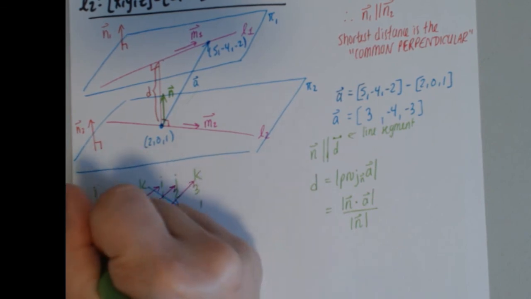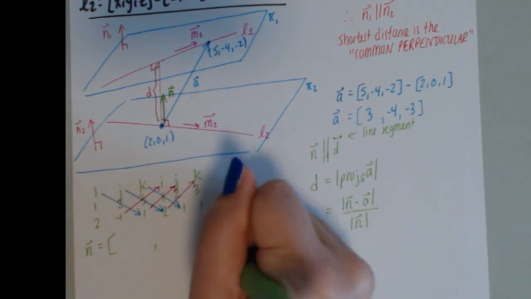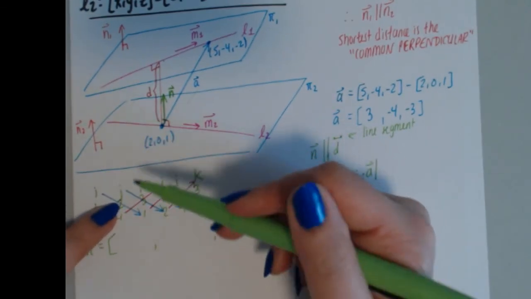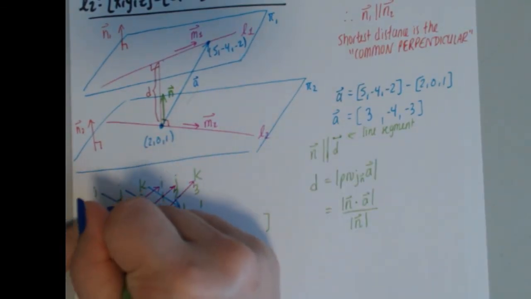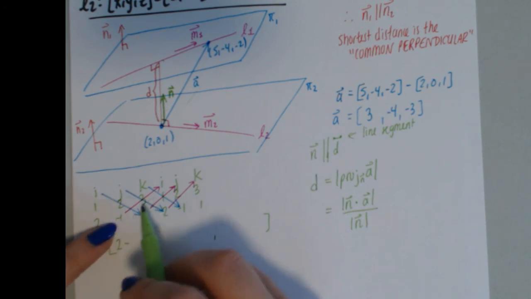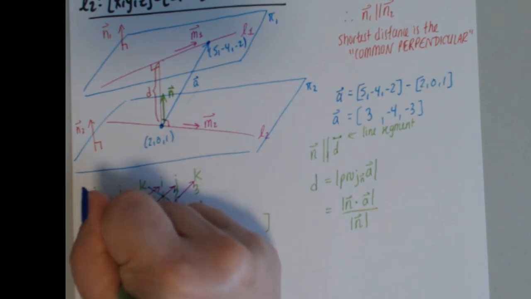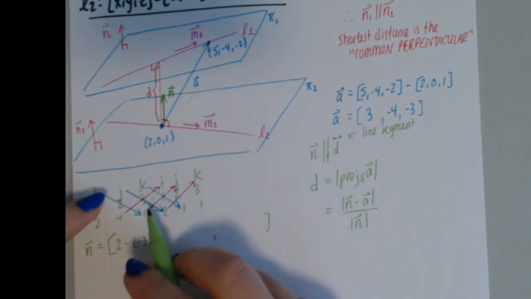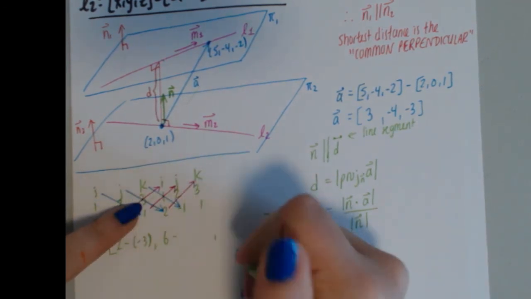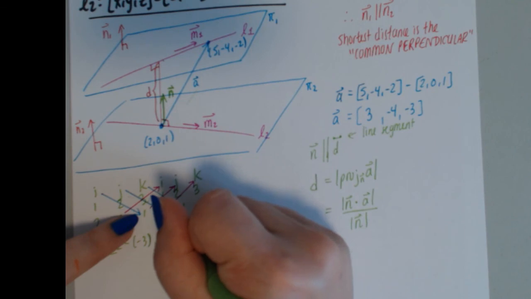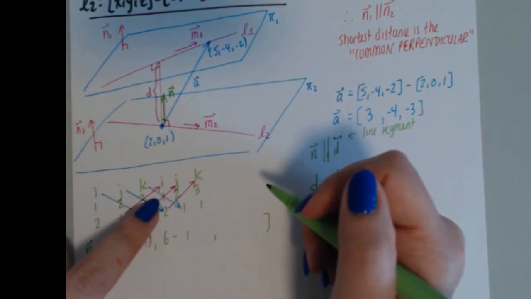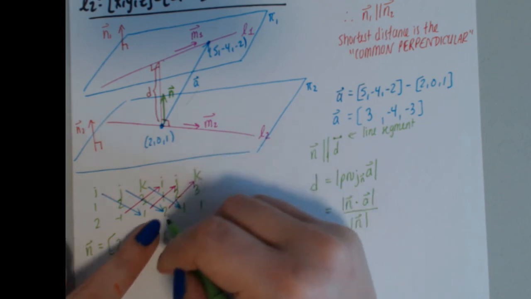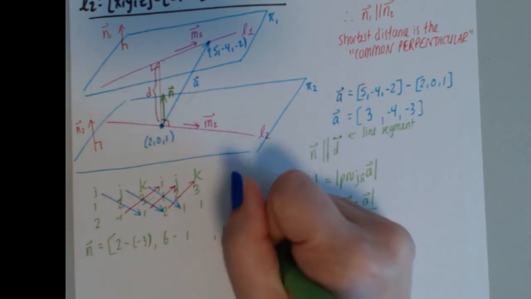I know that my normal vector is going to have x, y, and z components. Now for the x component, that's where you look at the i values. That's 2 times 1, which is 2, minus negative 1 times 3, so that's negative 3. All right, for j, the y component, I have 3 times 2, which is 6, minus 1 times 1, which is 1. And for the z component, which is k, I have 1 times negative 1, minus 2 times 3, which is 6.